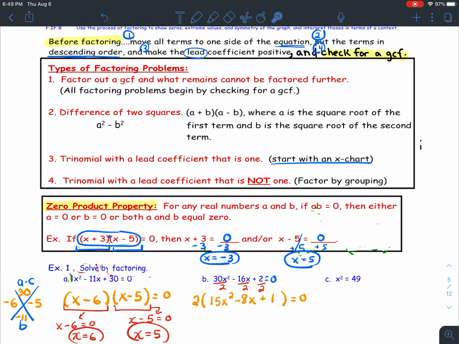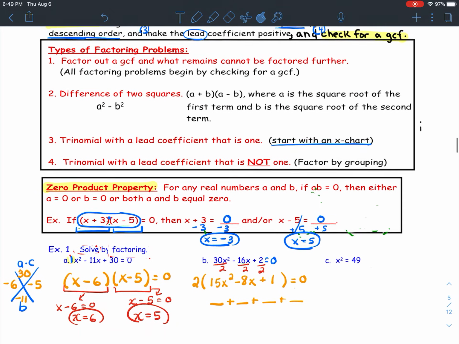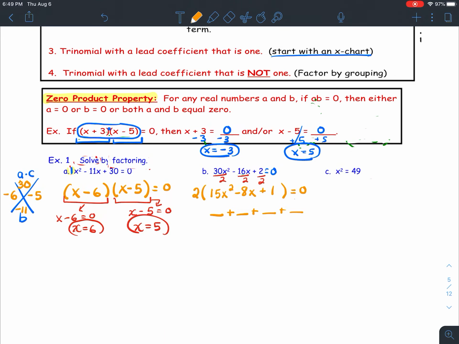It's a trinomial, but look at the lead coefficient on this. The lead coefficient is not a 1. Okay, so it's a 15. So that means I'm going to be factoring by grouping. If you recall factoring by grouping, that's when you draw the 4 blank lines. Now, here's the catch with this. I pulled a GCF out of this problem. So because I pulled a GCF out, I don't want to lose that 2. I need to keep the 2 in every step of my work. So I'm going to upgrade the parentheses into a set of brackets. And then inside the brackets, I'm going to put those 4 blank lines.